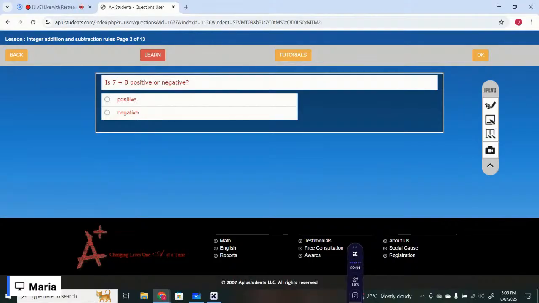Is 7 plus 8 positive or negative? 8 is the greater number and positive it is. So the answer must be positive. Option number 1 is the correct option.